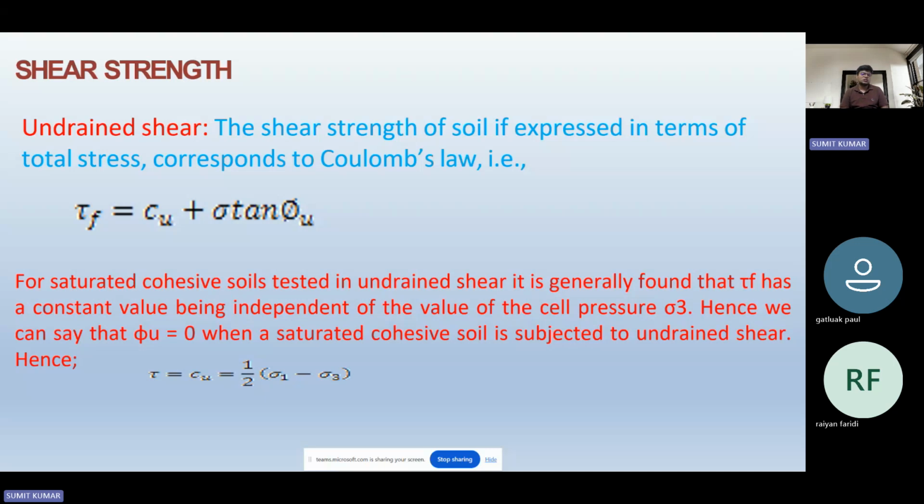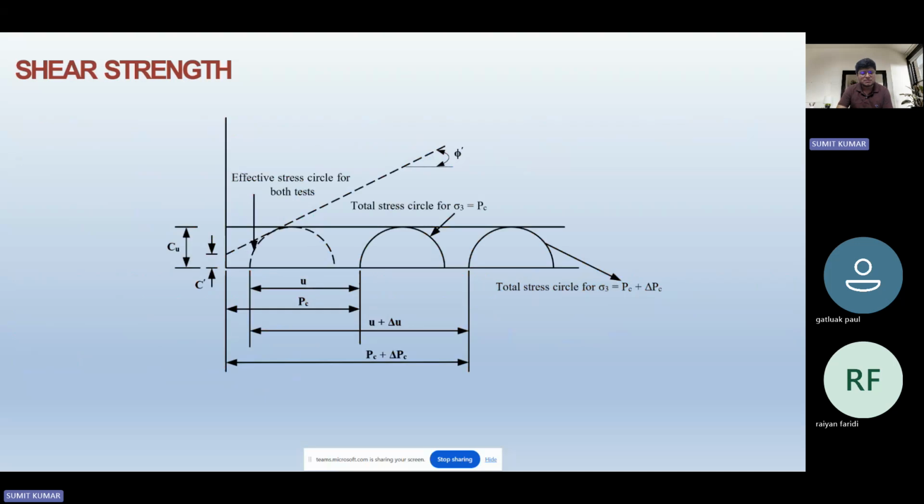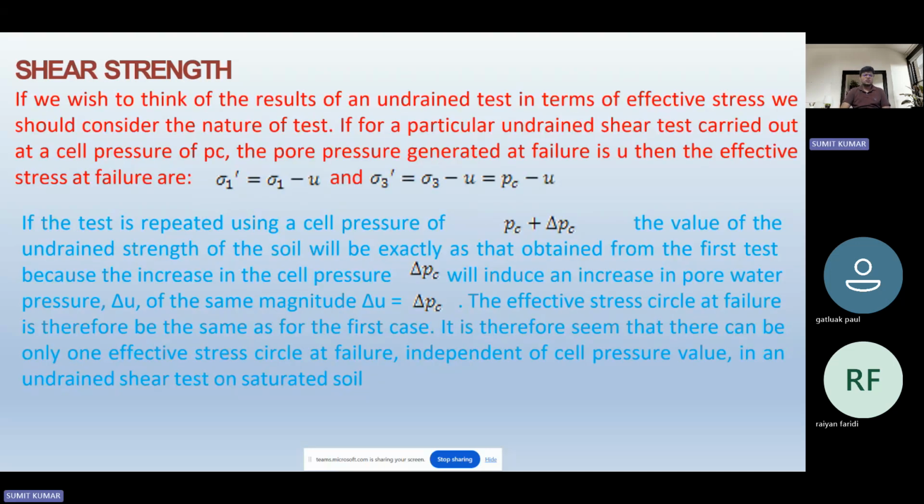Hence, tau equal to Cu equal to 1 by 2 into (sigma 1 minus sigma 3), where sigma 1 is the maximum principal stress and sigma 3 is the minimum principal stress. Now, the graph which is obtained by drawing the common tangent, so only the cohesion value is obtained and the angle of internal friction is discarded.